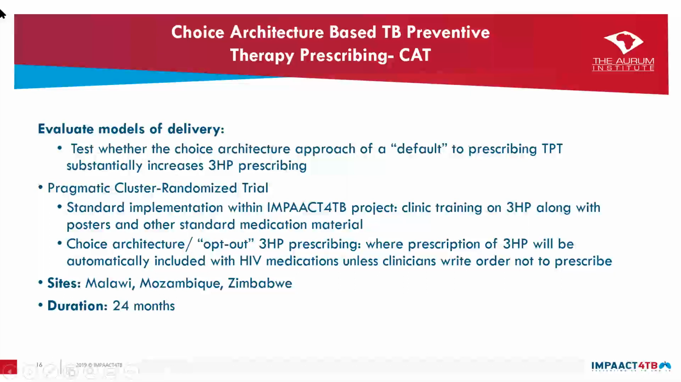As you can imagine, we need to come up with models that will efficiently allow us to implement 3HP. So the CAT study is actually testing whether the choice architecture approach of a default to prescribing TB preventive treatment substantially increases 3HP prescribing. So in this study, which is a cluster randomized study and is a pragmatic one, we are conducting this within clinics that are implementing TB preventive treatment, and the choice architecture is basically an opt-out to 3HP prescribing, where prescription of 3HP will automatically be included with HIV medications, unless, of course, the clinician writes an order not to prescribe.